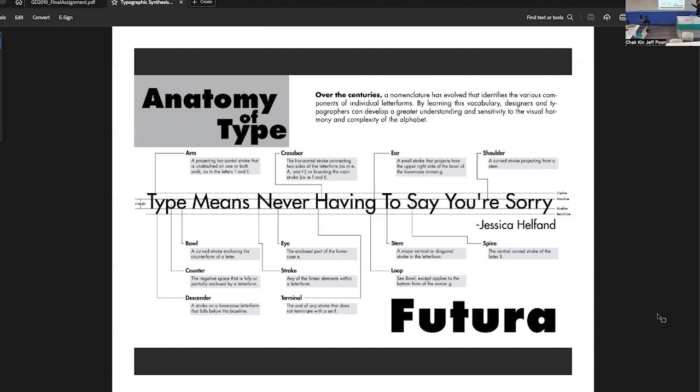We have this as anatomy of type. So this is basically more detail, more full page, because we've got more space for this. We've got a whole page to put this anatomy of type. So again, you have to provide information about the different parts of the type. That's the reason why we call it anatomy of type. So it's up to you.